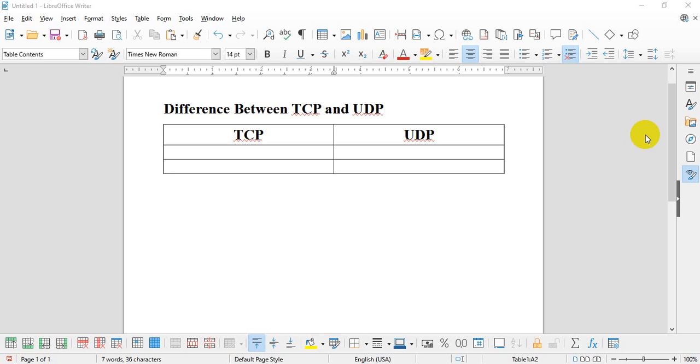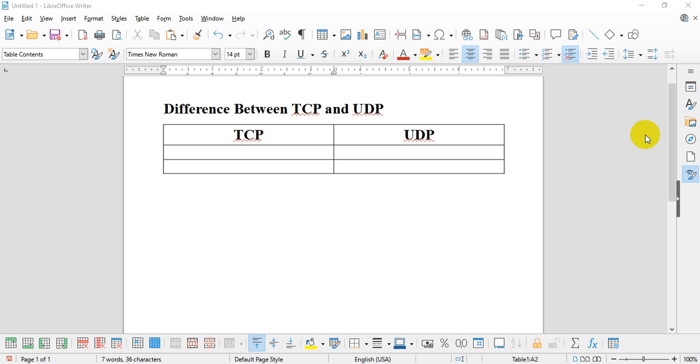Let's continue. As we all know, TCP stands for Transmission Control Protocol and UDP stands for User Datagram Protocol. This is the shortcut form of TCP and UDP, and the full form, as I already told you, is Transmission Control Protocol and User Datagram Protocol.